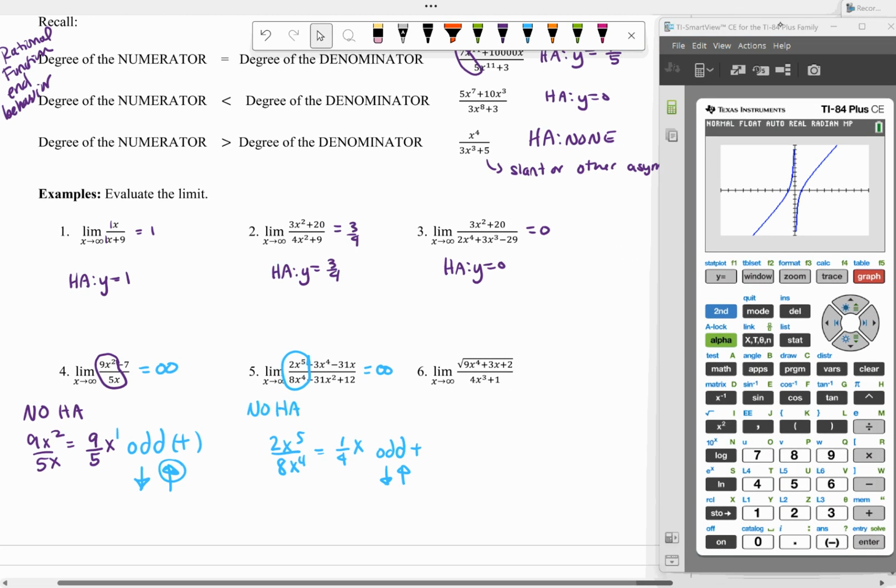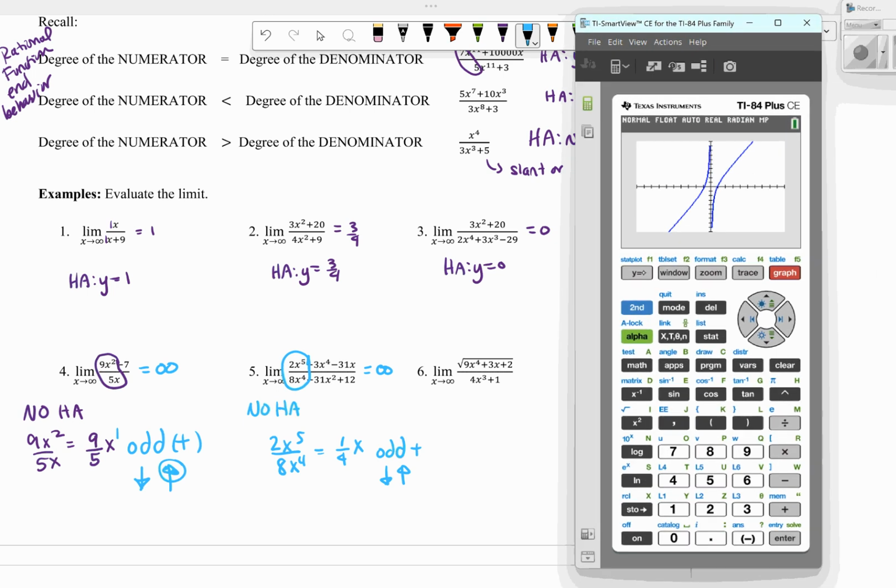Now, the next one is not a rational function. Again, if you want to use your calculator, we can plug this in. We have the square root of 9x to the 4th power plus 3x and then plus 2, divided by 4x to the 3rd plus 1. If I hit graph, here's what my graph looks like.